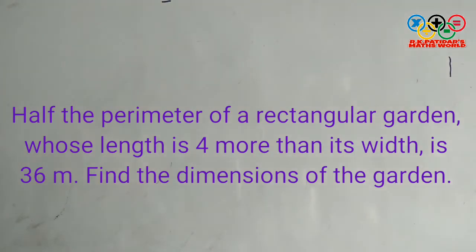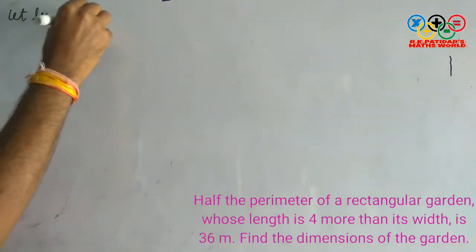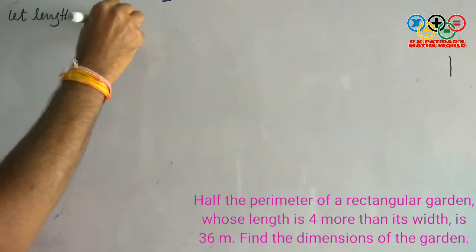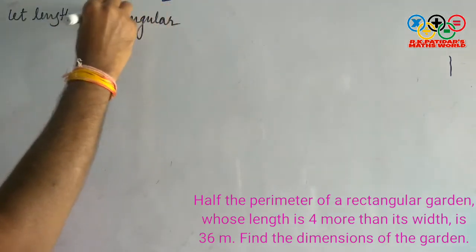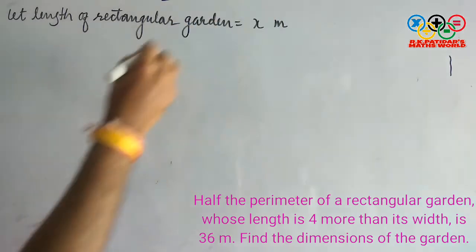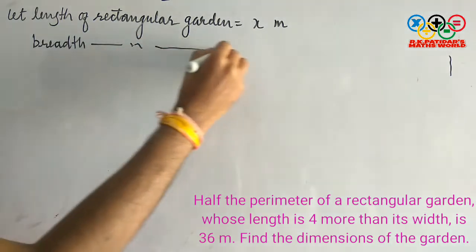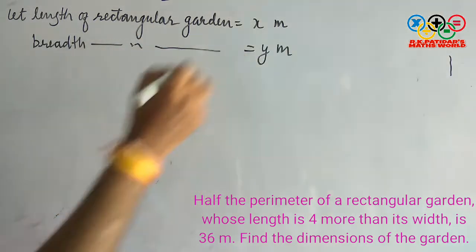Next, question number 5. Half the perimeter of a rectangular garden, whose length is 4 meters more than its width, is 36 meters. Find the dimensions of the garden. Dimension means length and breadth. So let the length of the garden, and the garden is rectangular, be x meters and the width or breadth be y meters.